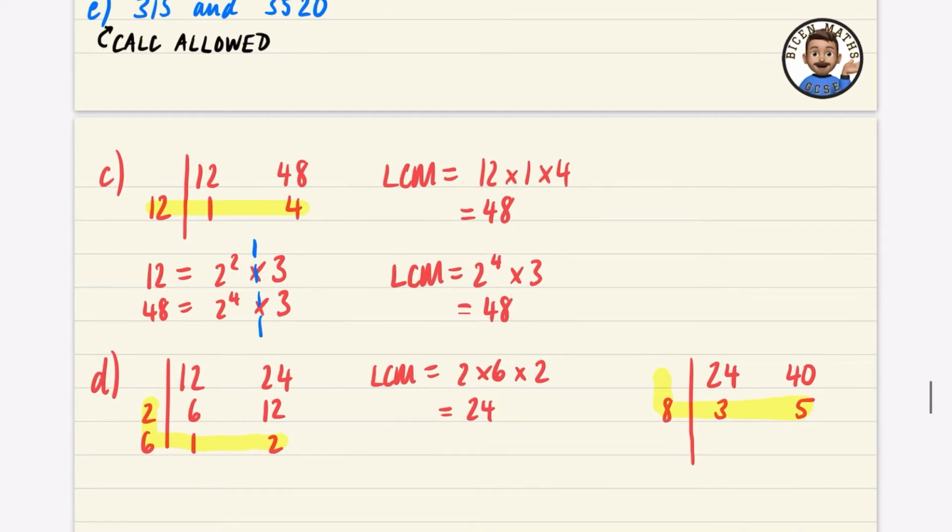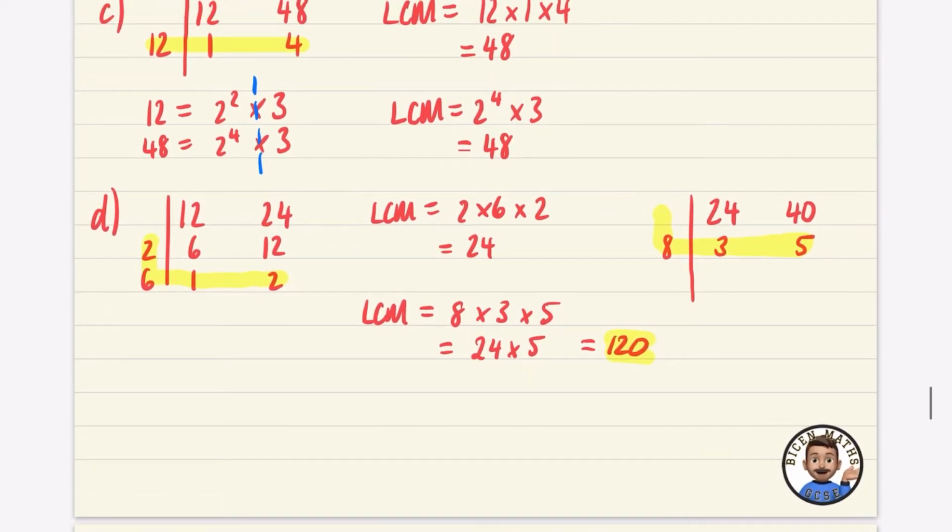So the lowest common multiple of these ones is going to be the 8 times the 3 times the 5. So that is 24 multiplied by 5, which is 120. So the final answer for this question is 120. But I'll show you what that would look like if we did it with the prime factor decomposition instead.